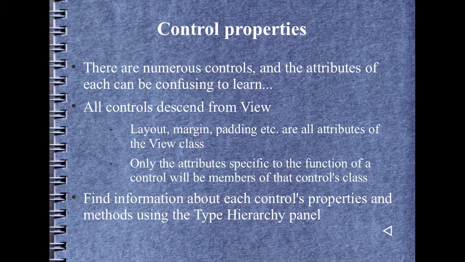The View contains all of the common members, and then a subclass of View will only contain new things that work with that subclass. But we can find information about the properties and the methods of any control using a type hierarchy panel. And let me show you as a last example how we do that.